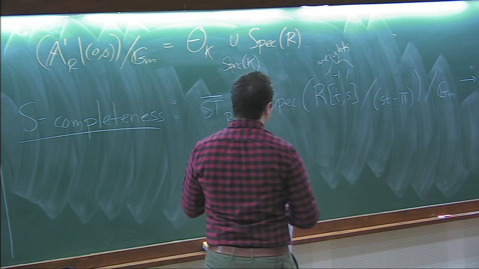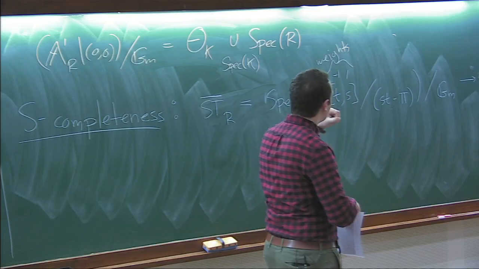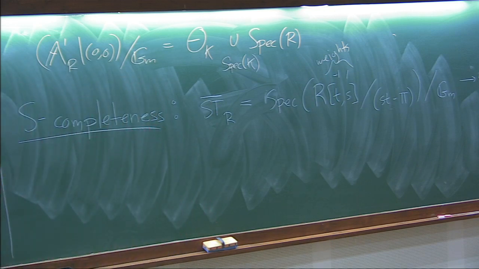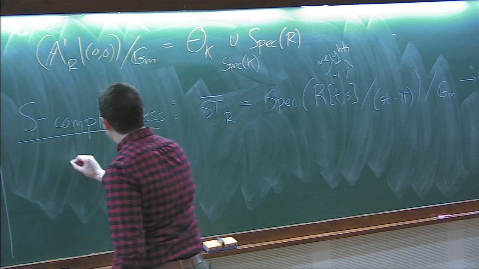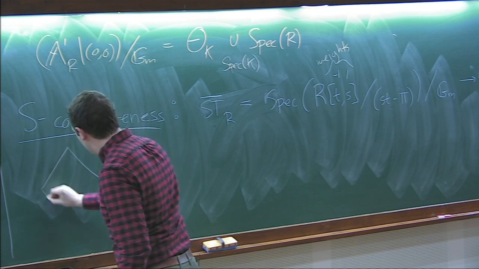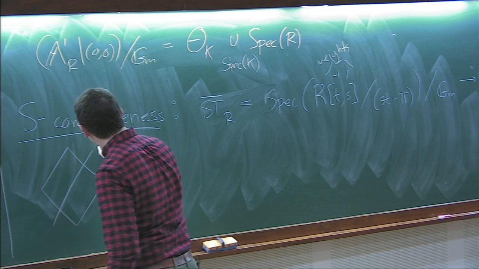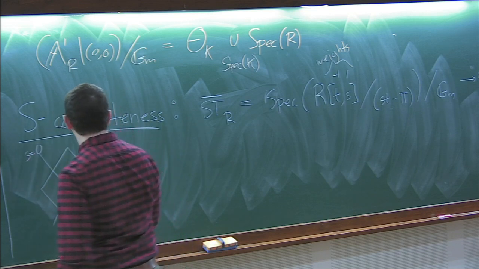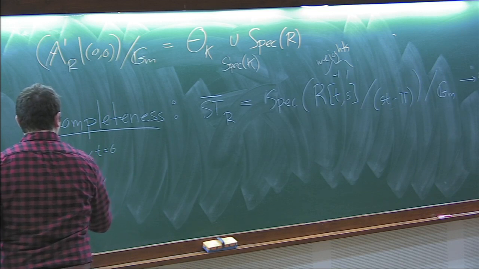At the generic fiber, this thing has the same sort of picture, except that in this picture the Gm action was just scaling in the T direction, scaling T down to zero. This is a similar picture, except I should draw it diagonally. So here's T equals zero, here's S equals zero, and now the Gm action is going like this. It's sort of hyperbolic.